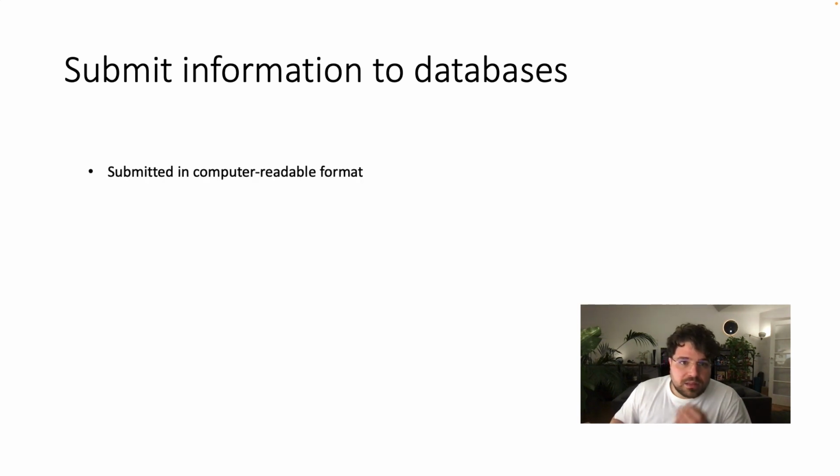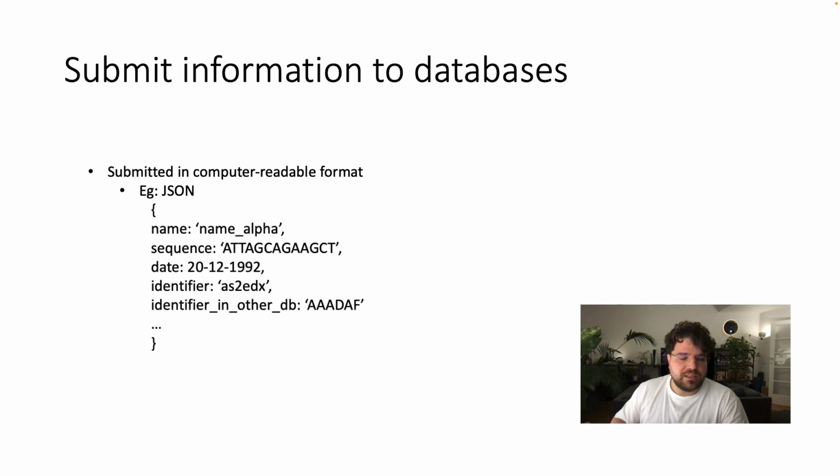So then, the way that you submit to the databases should be as computer readable as possible. Very often they come with their own format. For instance, it could be based on JSON, which looks like this. You just have the name and sequence and identifiers and so on, but sometimes they have their own one because they used to parse it into the right places.